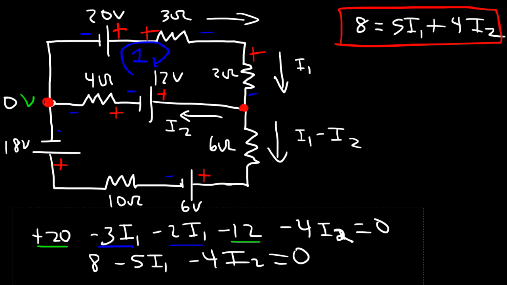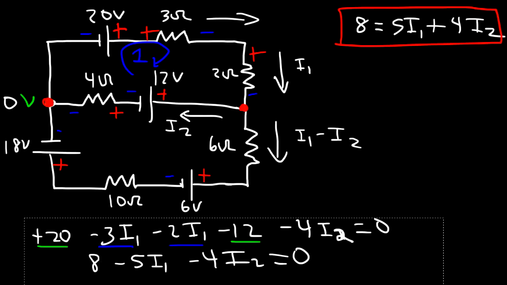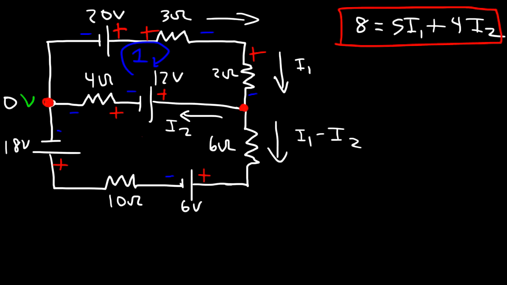Now let's focus on the next loop. So this is going to be loop 2. Let's start with this direction. So we're going towards the negative terminal of the battery. From positive to negative, that's a voltage drop of 18 volts. And then we're following this resistor from negative to positive, so we're going from low to high potential against I2. So that's a voltage lift of 4 times I2.